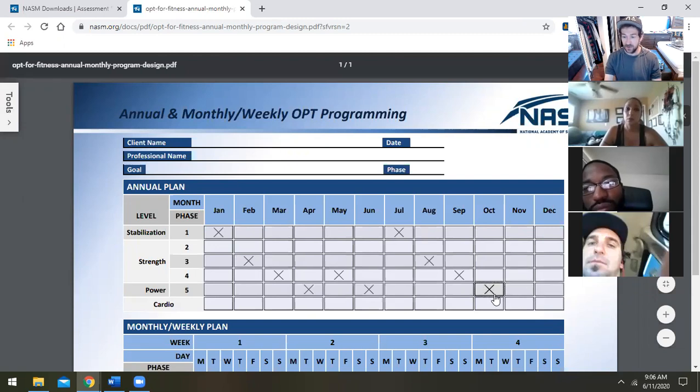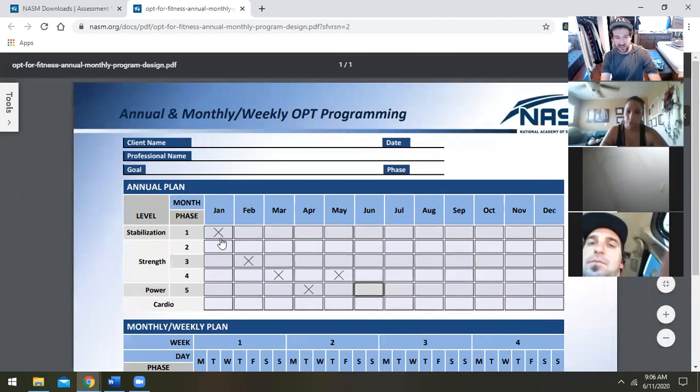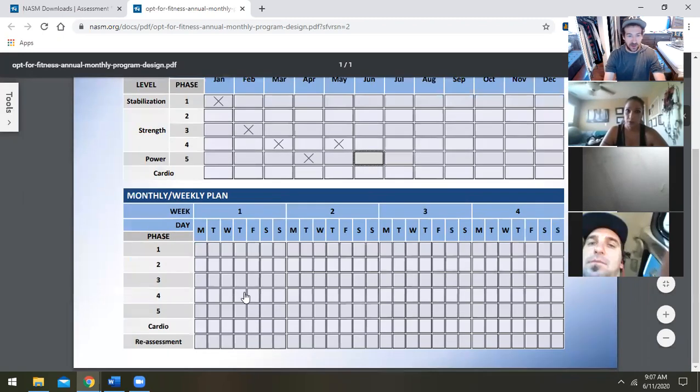So there are a couple different ways, there's a lot of options. Then we have our breaking it down weekly, right? Let's say we are in January, I would go down here and say Monday, Tuesday, Thursday, Friday. Those are our days. It'll be upper body day, lower body day, upper body day, lower body day, with cardio on Wednesdays and Saturdays. And then each week kind of looks like that.